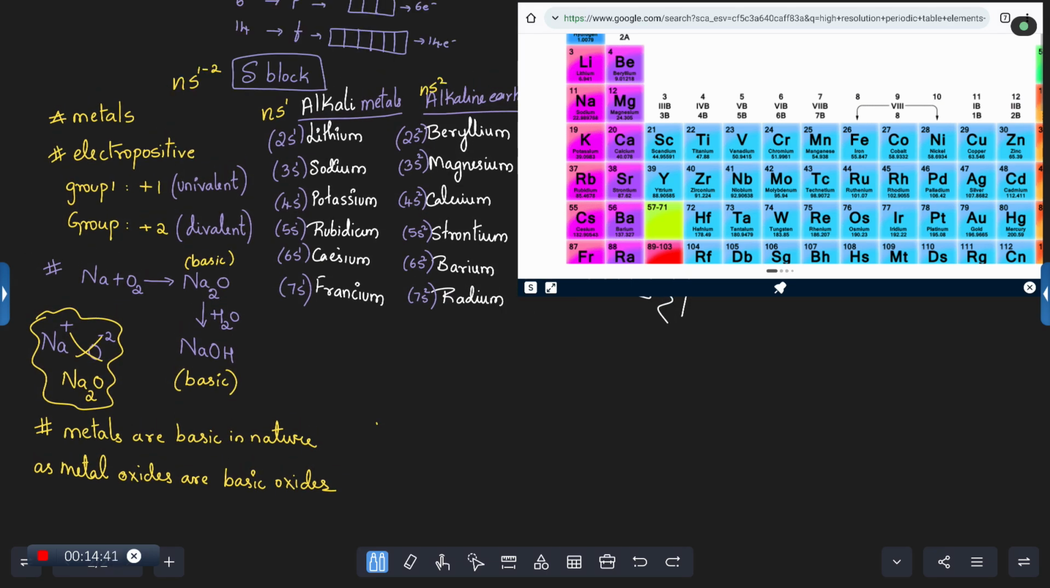First write it out. So all these points are its characteristics. Characteristics of the S block, if you're asked, you're going to write this. S block elements are metals, electropositive elements. Group 1 is univalent. Group 2 is divalent. Metals are basic in nature as the metal oxides are basic oxides. Finished? We'll go for the next point.